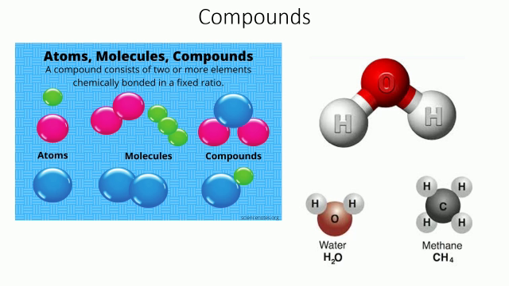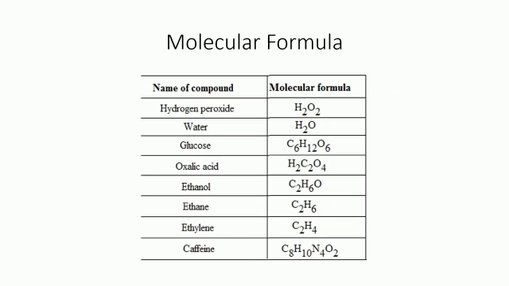Hydrogen is combustible, means it burns easily. Oxygen helps in combustion, but water, which is formed by a combination of hydrogen and oxygen, is used to extinguish a fire. In other words, the properties of a compound are different from those of the elements.